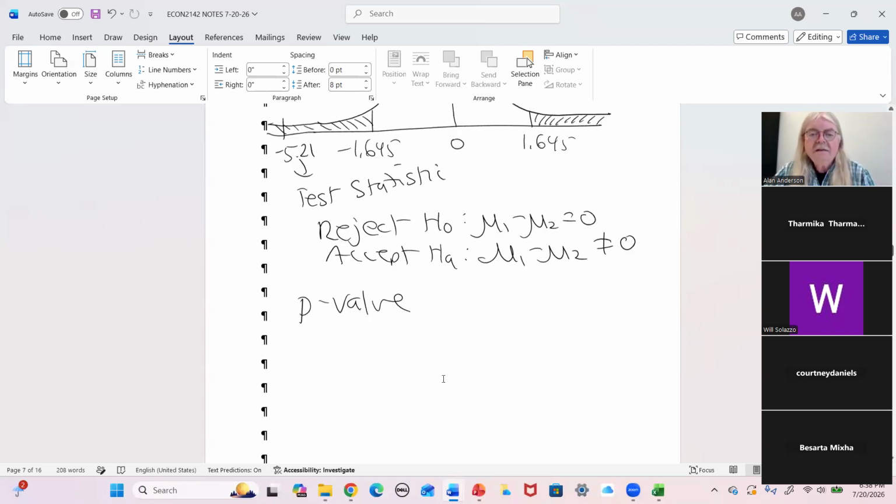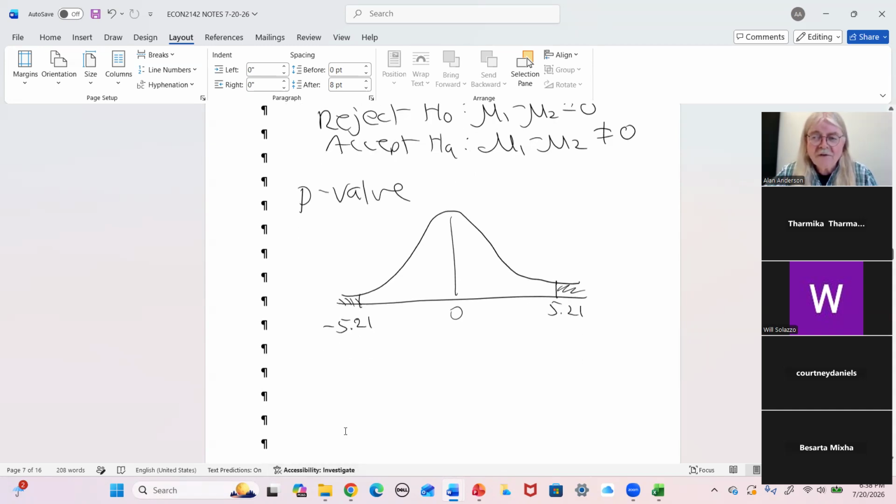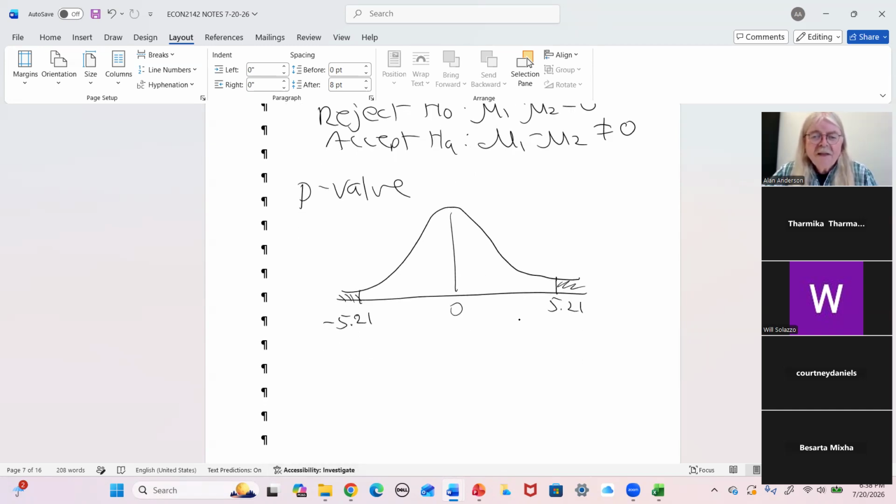Well, what you need, because it's a two-tailed test, is the sum of these two tails. Now, each one of these by itself is going to be really, really small, like scientific notation small. So you'll see. So let's just double the right tail.